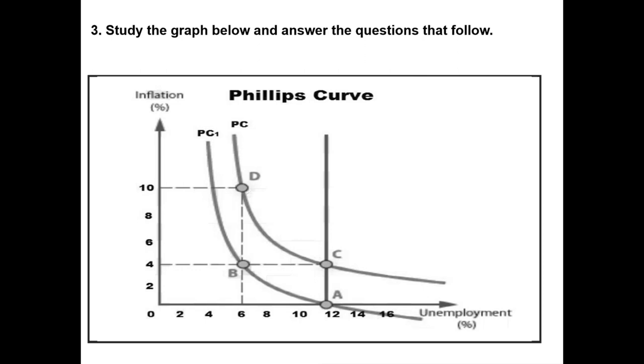Let's see who gives us a response or who has an answer for us. For 4 marks, that means you would have to give me 2 facts or 2 sentences.